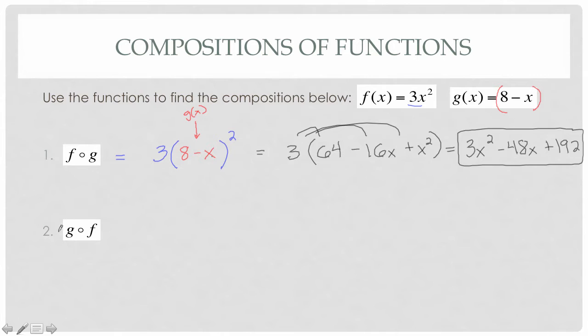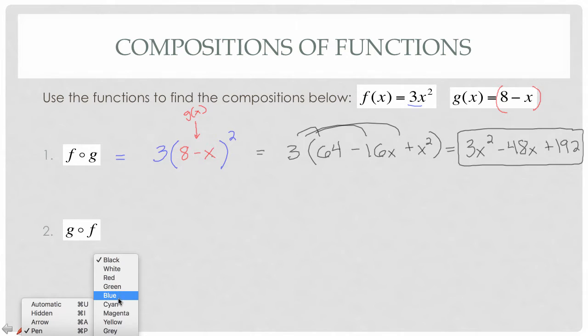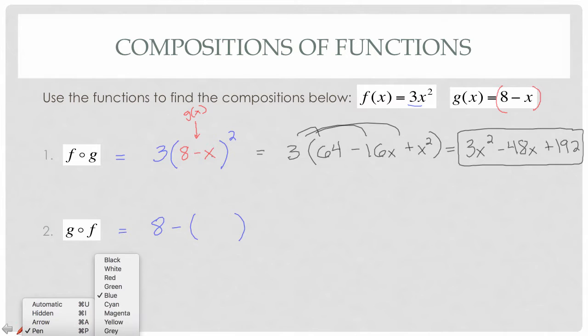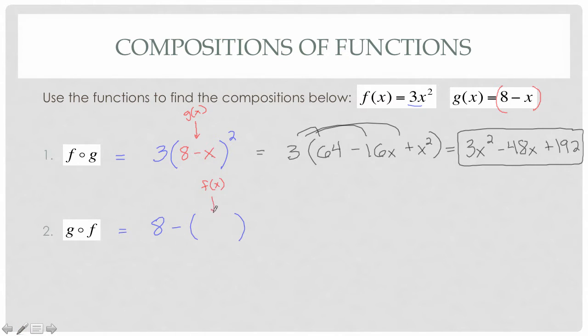All right, now let's do the opposite. Let's do the composition, but this time we're going to take function f and put it inside of function g. So let's start with function g. It says take 8 minus x, so we've got 8 minus, but instead of x, I'm going to put function f inside of it. I've got to fit one function inside the other. So I'm going to take f of x, and I'm going to put that in, and f of x is 3x squared, so we've got 3x squared in place of x in my function g.